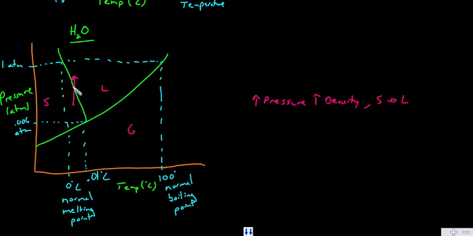A couple other interesting points. We have here, let's see, 1 atmosphere. If we're at 1 atmosphere pressure, what temperature does solid turn into liquid? What temperature does water freeze at? 0 degrees Celsius. This is known as the normal melting point. When we say normal melting point, we mean what is the melting point at normal atmospheric conditions, aka at 1 atmosphere? And we also have at 1 atmosphere here 100 degrees Celsius. This is the normal boiling point. This is the boiling point if we're at 1 atmosphere.